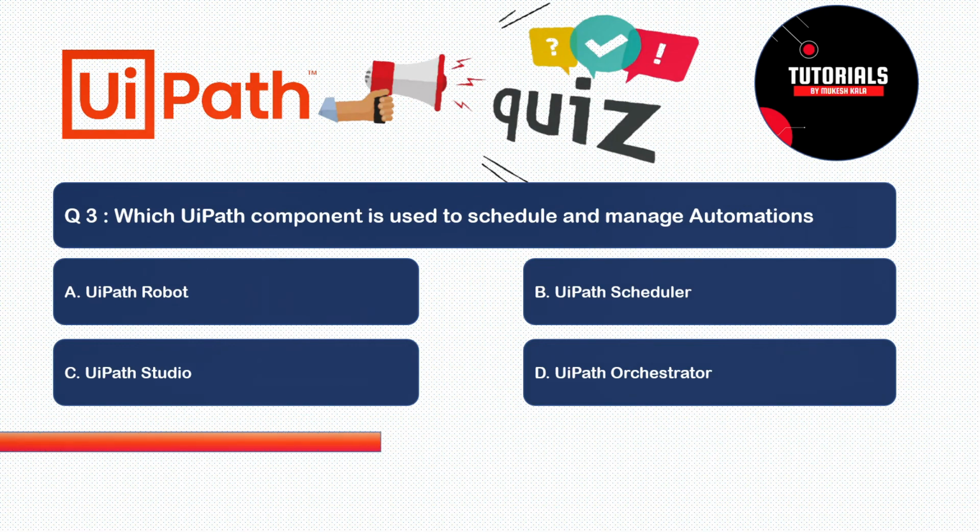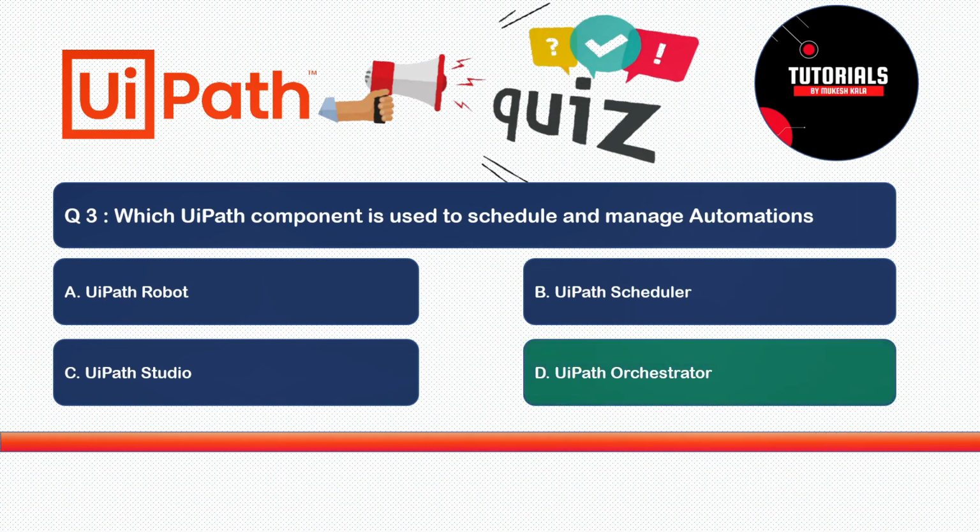Okay. So we'll just wait for the correct answer. And that is UiPath Orchestrator, right? Orchestrator is a one-stop solution for managing your entire robotics fleet, including the scheduling and the managing of the automations.